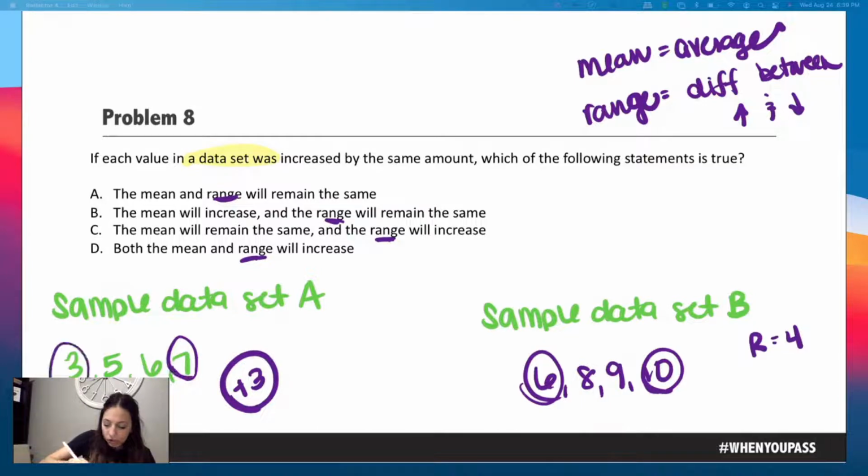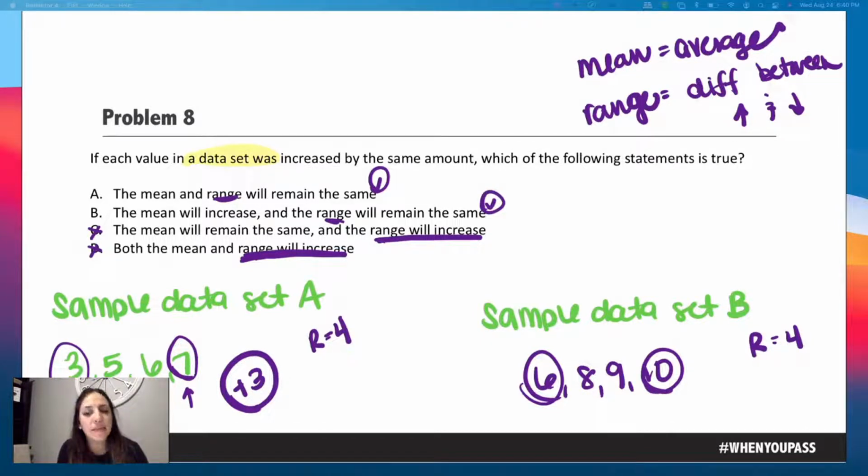7 minus 3, the range is still 4. So if I increase these by the same amount, the gap between them is going to remain the same. So C and D are out because the range is not increasing. The range is going to remain the same.